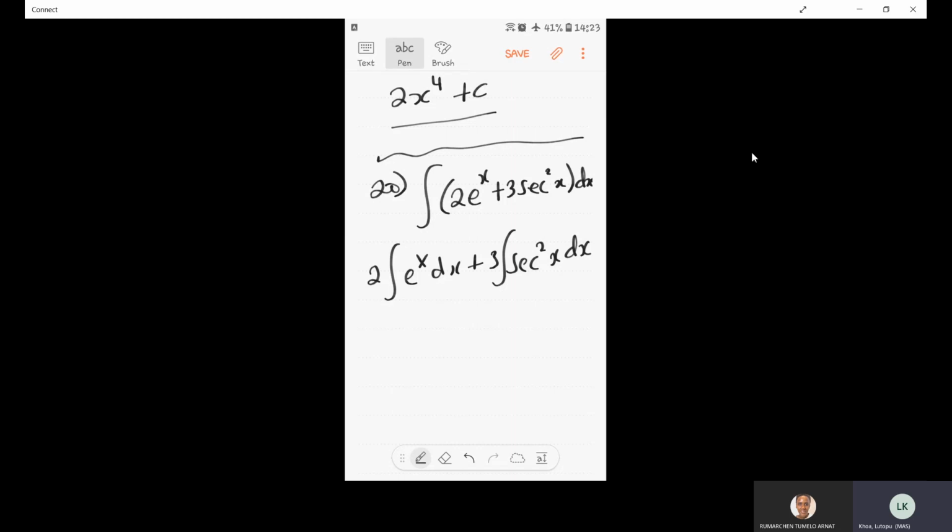Okay, so remember what we're doing when we're integrating. We say, what function do I need to differentiate in order to get e to the power of x? Now we know when we differentiate e to the power of x, we get e to the power of x. So the integral of e to the power of x is just e to the power of x. And then this 3, what function do I need to differentiate in order to get sec squared? And that is tan x. And then you add your c. And then that's it. So these are standard derivatives that you should know, be able to read from your table.